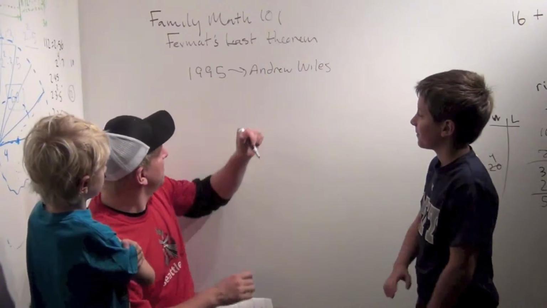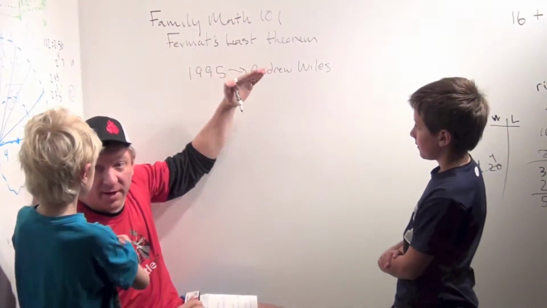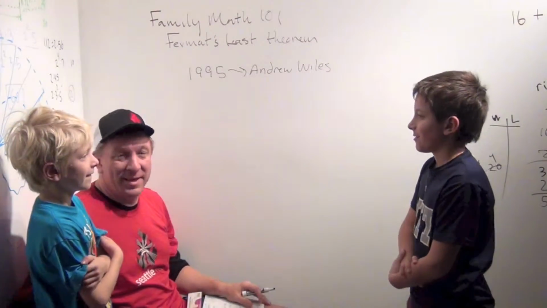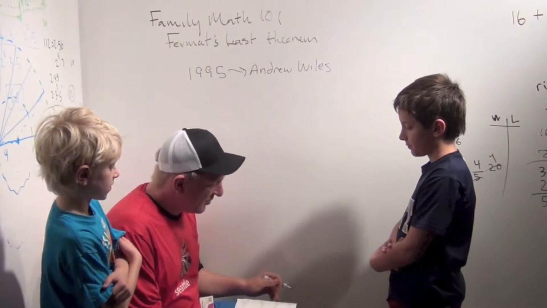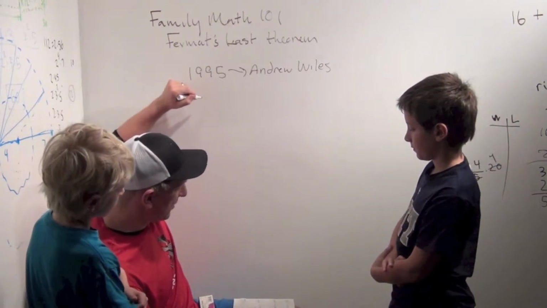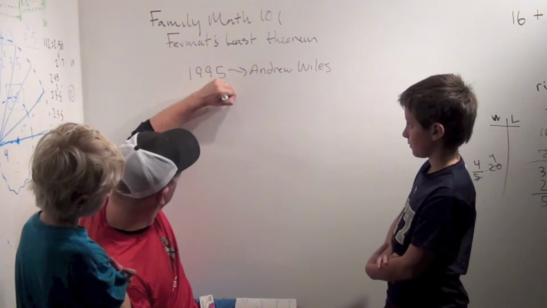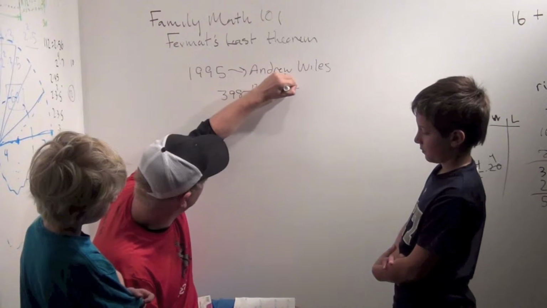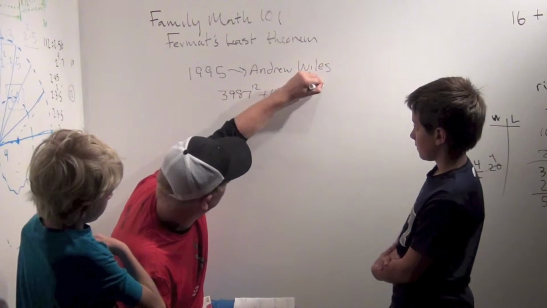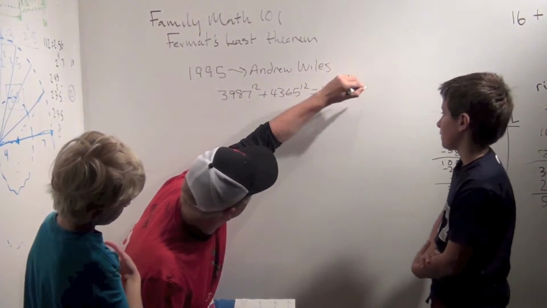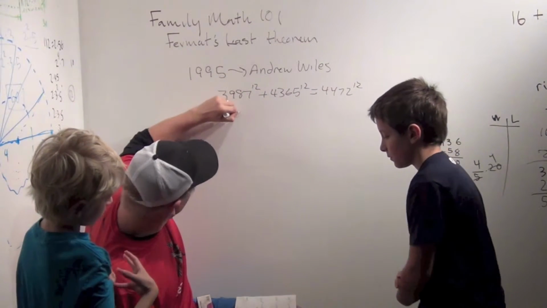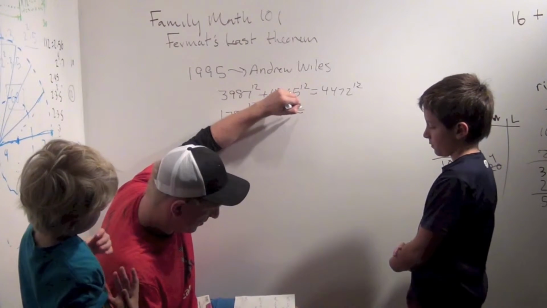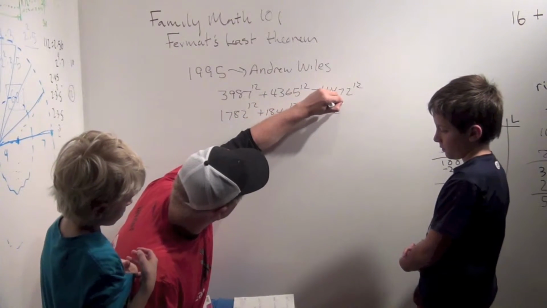So anyway, Andrew Wiles proved this in 1995, and then there's a TV show called The Simpsons. Have you ever heard of The Simpsons? Yes. They like to play jokes sometimes. So in 2 of their episodes, they've written these equations: 3,987 to the 12th plus 4,365 to the 12th equals 4,472 to the 12th. And they've written another one, 1782 to the 12th plus 1841 to the 12th equals 1922 to the 12th.